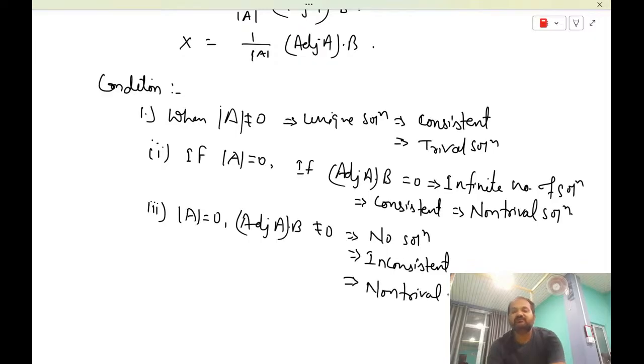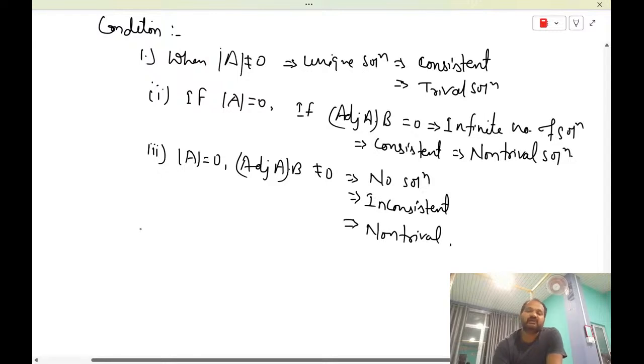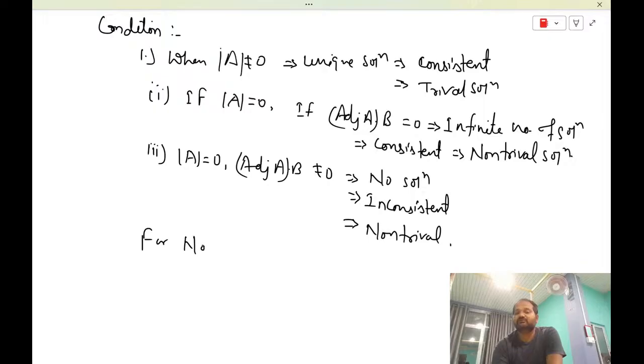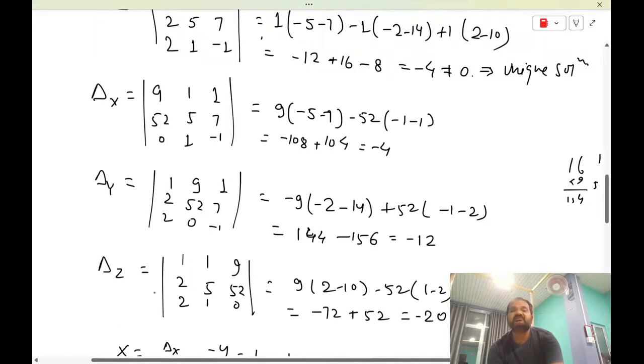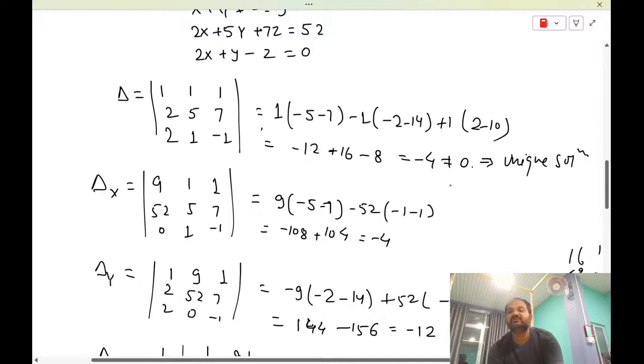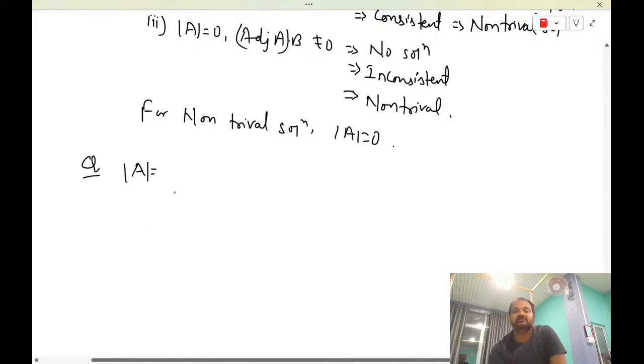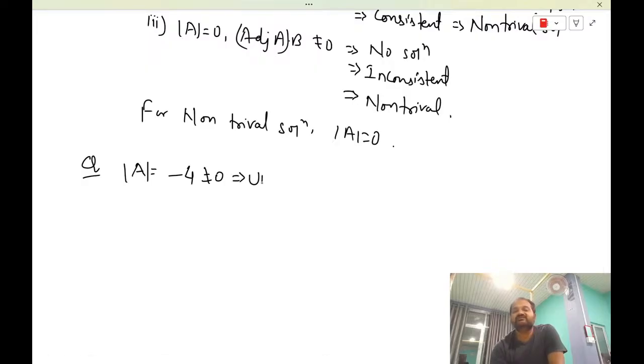In the same way, if a question is given to find the lambda value for non-trivial solutions, then for non-trivial solutions we take the determinant of A equal to 0. Now the same equations we are going to solve using the matrix method. Here the determinant of A, we have already calculated from the coefficients, that is delta, which is -4. So determinant of A is equal to -4, which is not equal to 0. In that case, it has a unique solution.